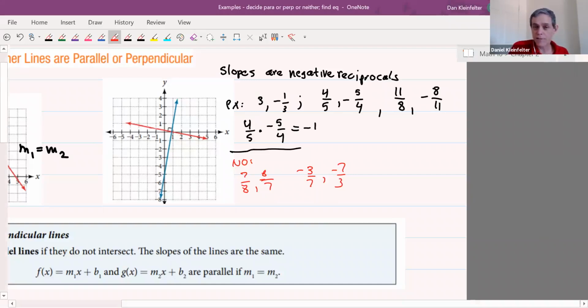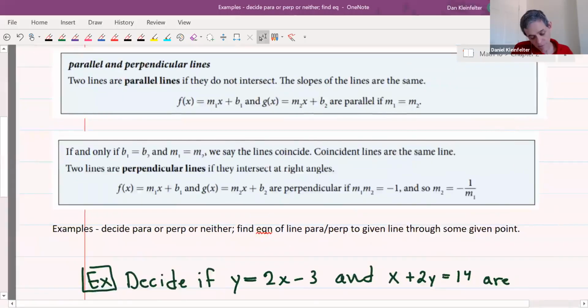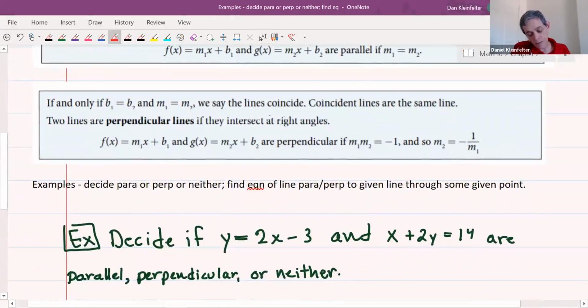If we have a line with positive slope, it makes sense that one perpendicular to it will have to have negative slope. Now the fine print: if it turns out that the y-intercepts are the same and the slopes are the same, the lines are coincident. That is, they're really the same line. So we don't need to say a lot more about that.